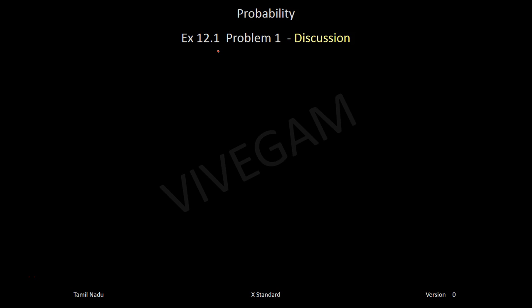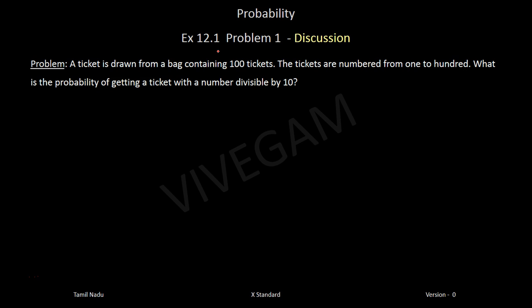Exercise 12.1 Problem 1 Discussion. A ticket is drawn from a bag containing 100 tickets. The tickets are numbered from 1 to 100. What is the probability of getting a ticket with a number divisible by 10?